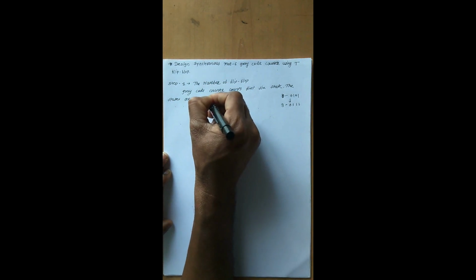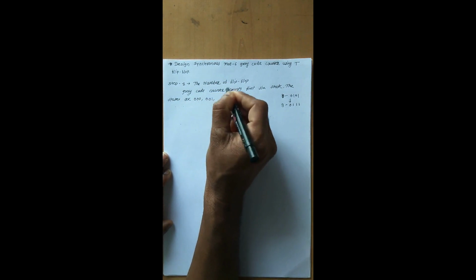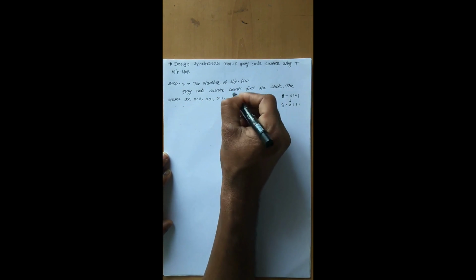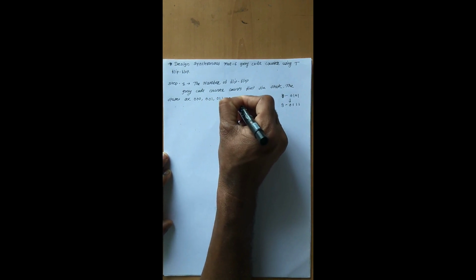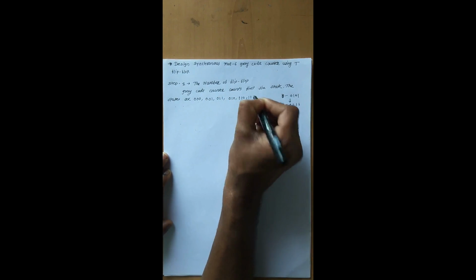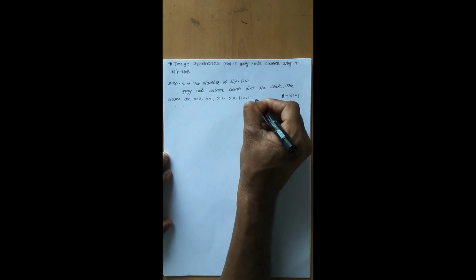I will not go into detail, I will just write the first 6 states of the gray code. First one is 000, second one is 001, next 011, then 010, then 110 and 111. These are the first 6 states of the gray code.